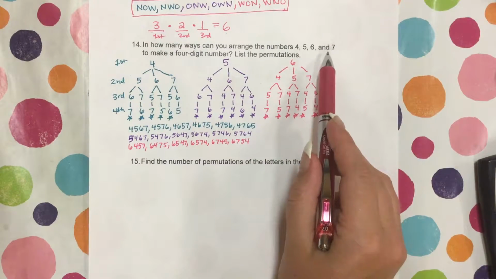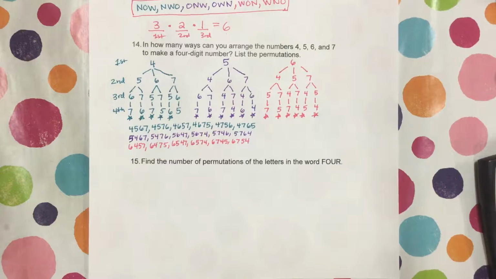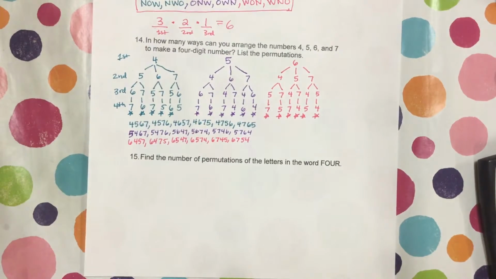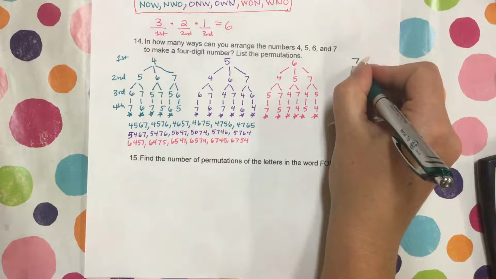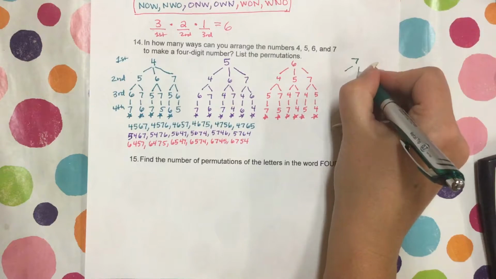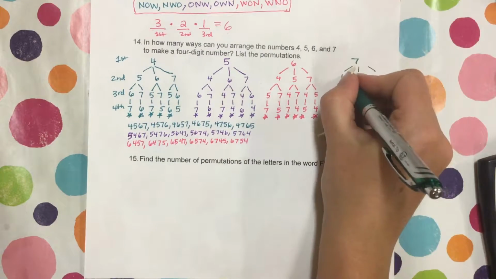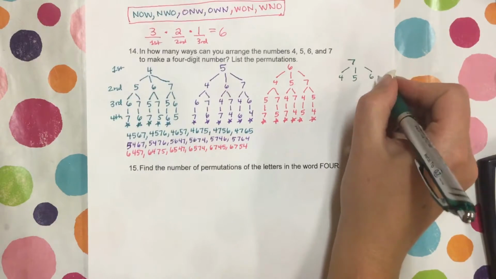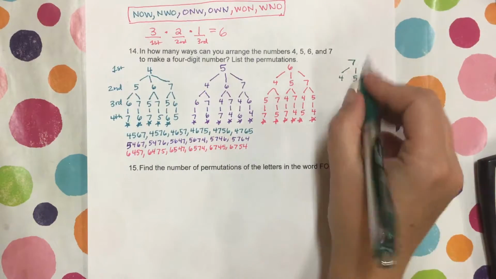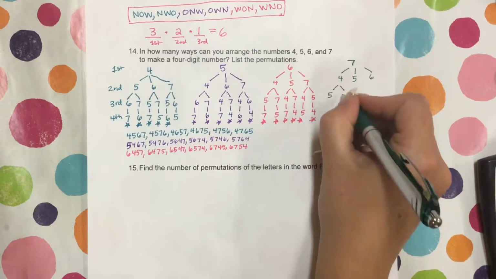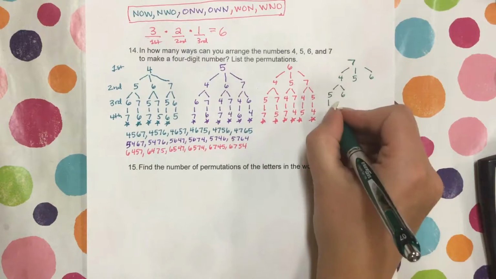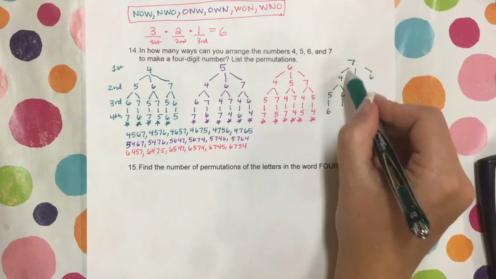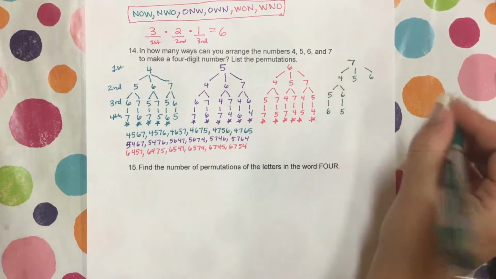Now the only other option left for first place would be 7. If 7 was in first, we need to go ahead and create all those options. So if 7 is in first place, that means that in second place there's 3 options. It could be 4, 5, or 6. And if we have 7 in first and 4 in second, then there's 2 options for third, which would be 5 or 6, which for this one, if we go 7, 4, 5, in fourth place, it would have to be 6. And for this other option, 7, 4, 6, the fourth place would have to be 5.